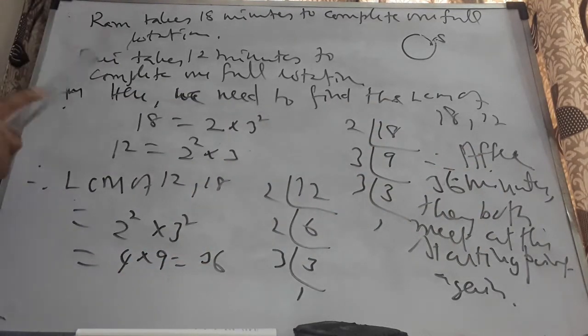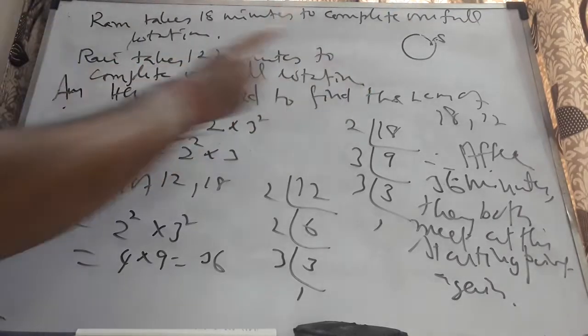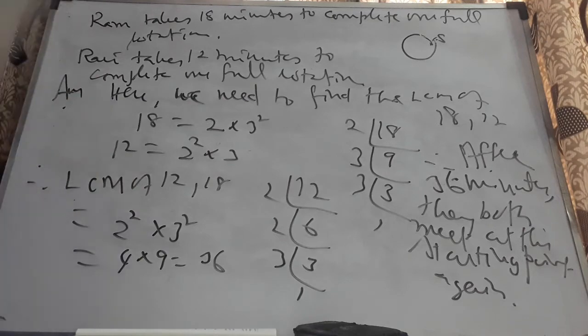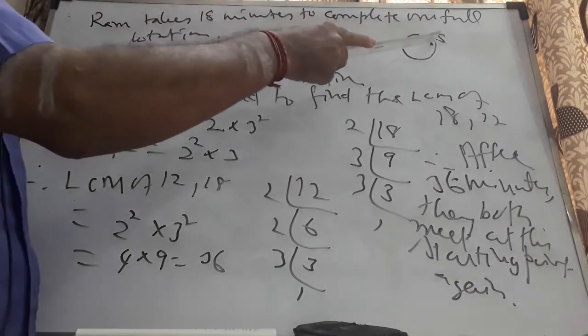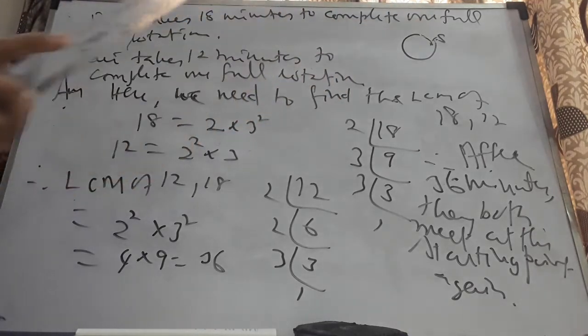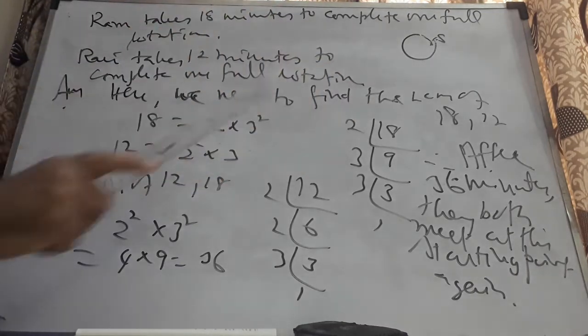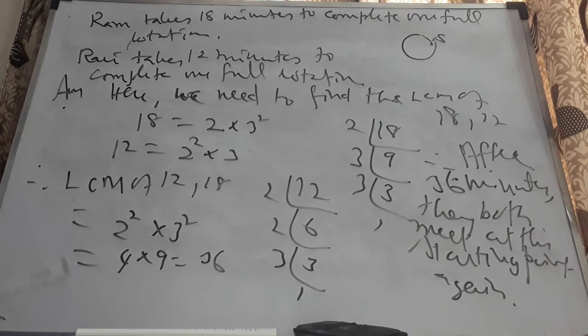Let me repeat. Ram takes 18 minutes to complete one full rotation. Ravi takes 12 minutes to complete one full rotation. They start at the same point, at the starting point, at the same time. We need to find out after how many minutes they both will meet each other at the starting point.